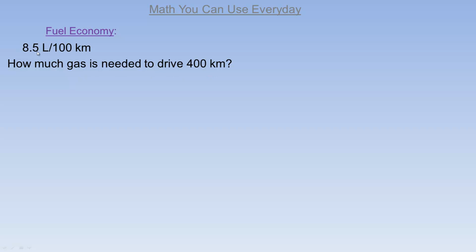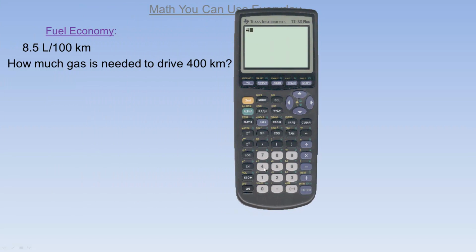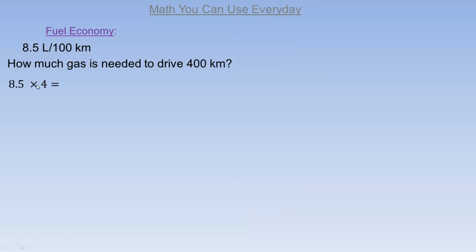Well, this fuel economy says we're going to take 8.5 liters for every 100 we're driving. If you're driving 400 of them, then 400 is 4 100s. Of course, I can take my calculator here and go 400 divided by 100. So that's where I'm getting the 4 from. There are 4 100s in 400. So what I would do then, I would take my 8.5 liters here and multiply it by 4, and that gives me 34 liters. So I would use 34 liters of gas to drive 400 kilometers.